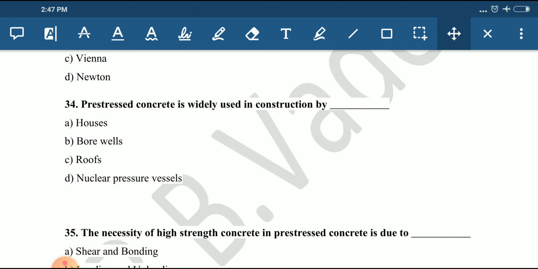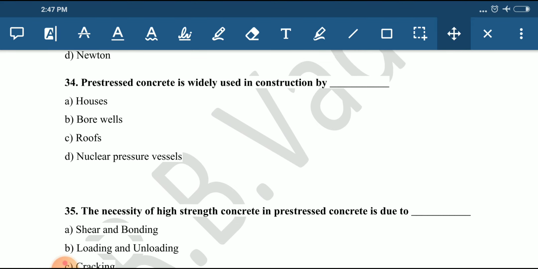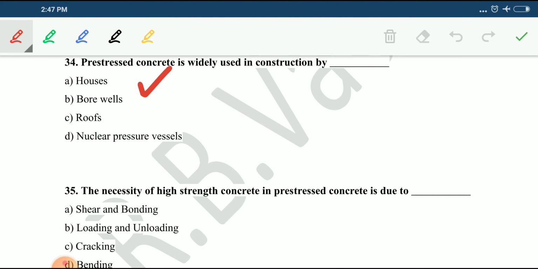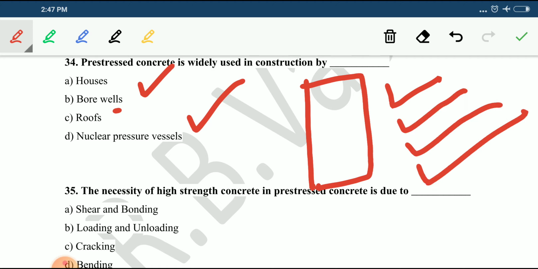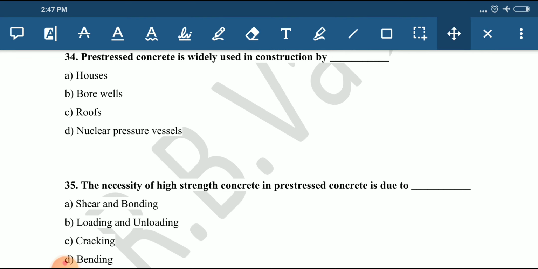Next, pre-stressed concrete is widely used in the construction of houses, borewells, roofs, or nuclear pressure vessels. The answer for this one is nuclear pressure vessels. One thing you have to remember: read the question carefully and choose the most appropriate answer among the four. Sometimes all the answers are correct, and in that case you have to select the one that is most correct. This is something you have to remember also.